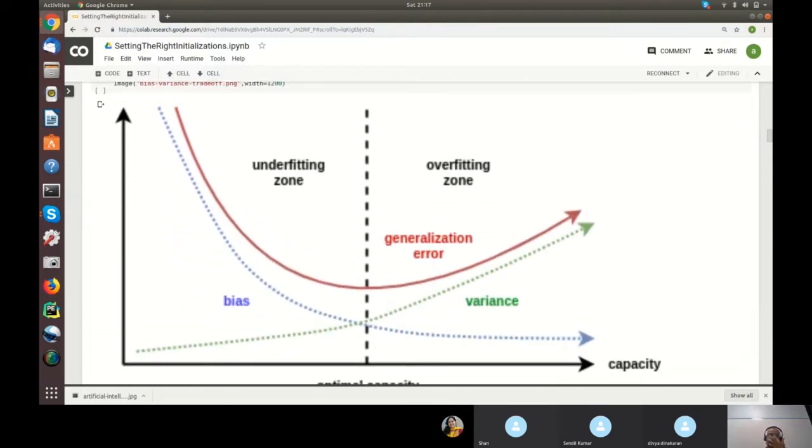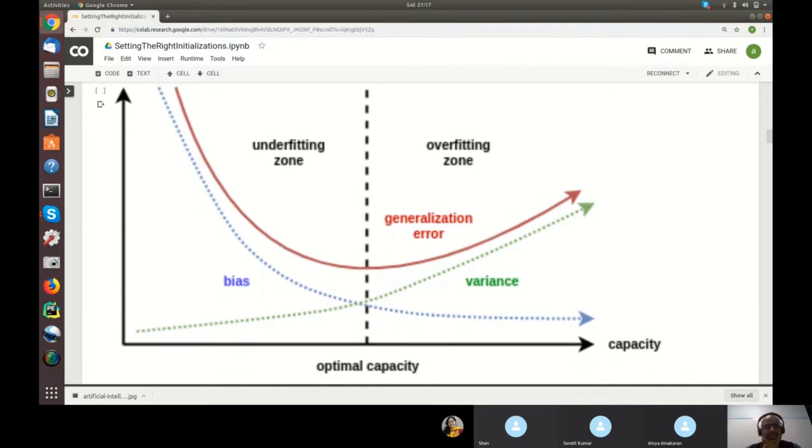So this is the idea that we were discussing initially. If the model has very low capacity, let's say the case of a linear model, while the model that's generating the real data is quadratic, the capacity is low. So it'll have a high bias. As we keep increasing the capacity, the bias will keep decreasing.